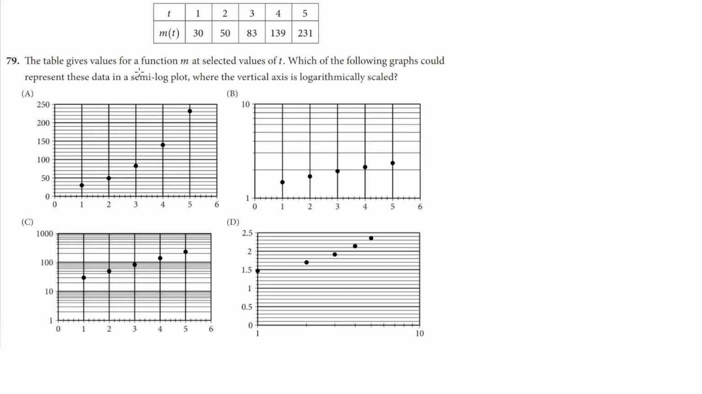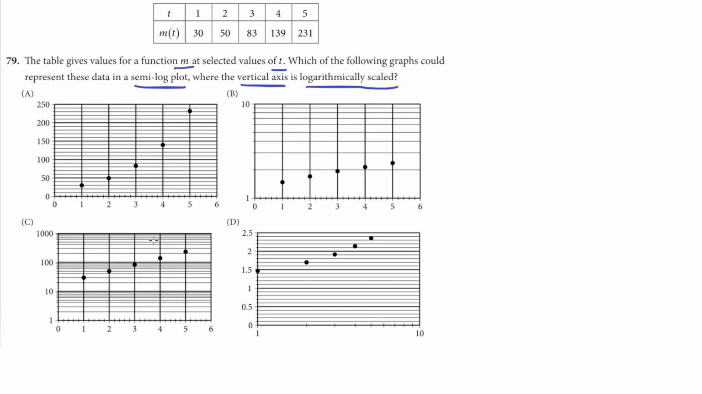The table gives values for a function m at selected points of t. Which of the following graphs could represent these data in a semi-log plot where the vertical axis is logarithmically scaled? So we need to find out which one of these is a semi-log plot with a vertical axis that is logarithmically scaled and represents this data.